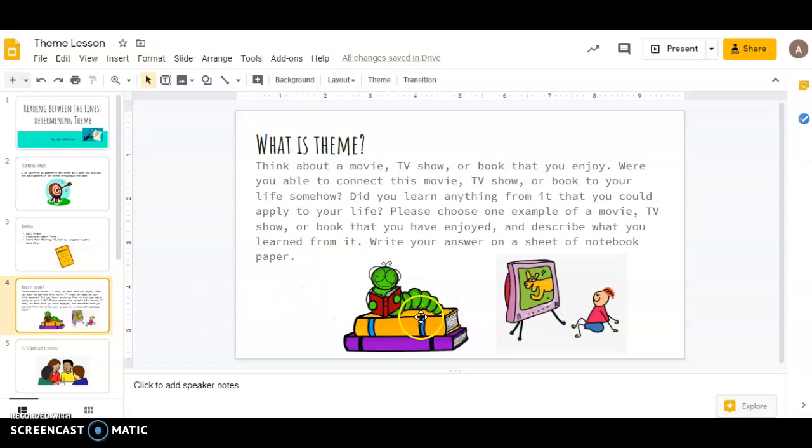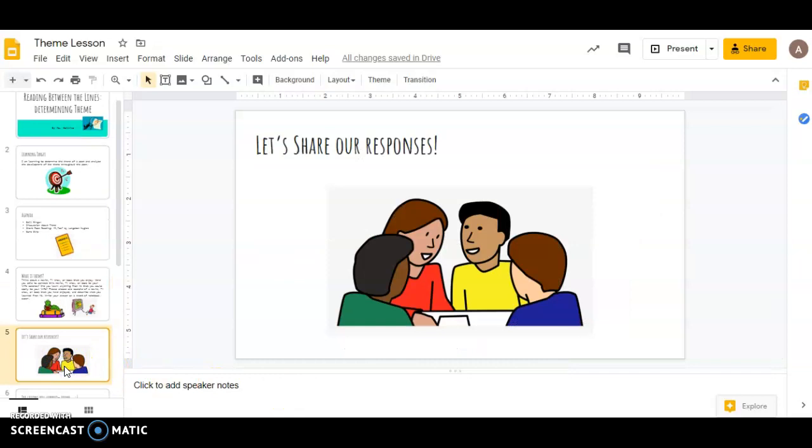So I've included a little picture here that I thought was cute of a caterpillar reading a book, and then a child watching their favorite movie or TV show, whatever it may be. So after students have had time to complete their bell ringer, I will ask them to share their responses with the class.